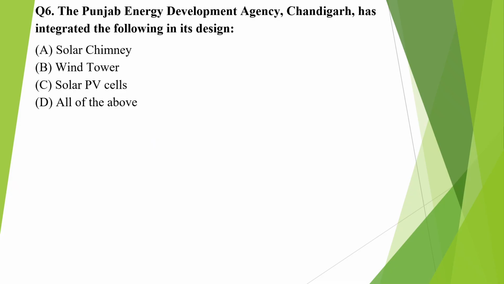So option D again, for this particular question also option D is the correct answer. That is, PEDA, the Punjab Energy Development Agency Chandigarh, has integrated a solar chimney, wind tower and solar PV cells all in order to maximize energy efficiency. That was told to you, and all your colleagues have given their answers here.